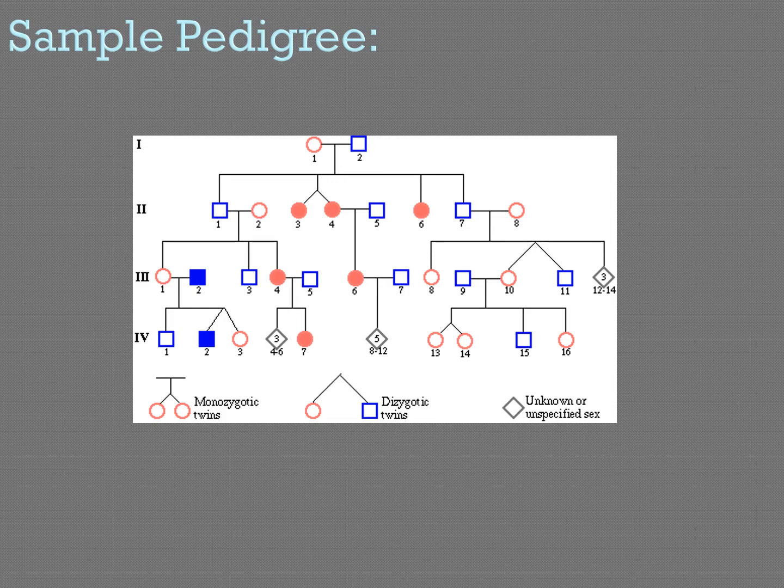So here's a simple pedigree. First thing I want you to realize is that each one of the connectors where the people begin is a generation. So this one has 4 generations.